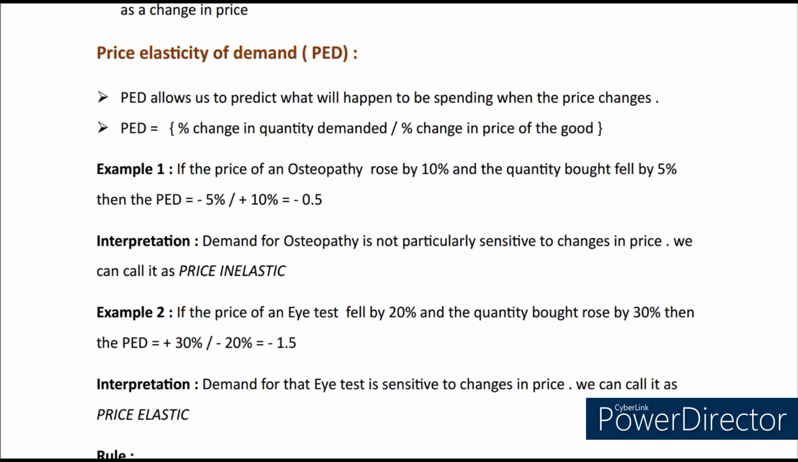Now let's look at the second example. If the price of an eye test fell by 20% and the quantity bought rose by 30%, then PED is, in the numerator, the percentage change in quantity demanded. The quantity rose by 30%, that is plus 30% in the numerator, divided by, in the denominator, the percentage change in the price of the good. The price fell by 20%, so that is minus 20%. So we got a value of minus 1.5.